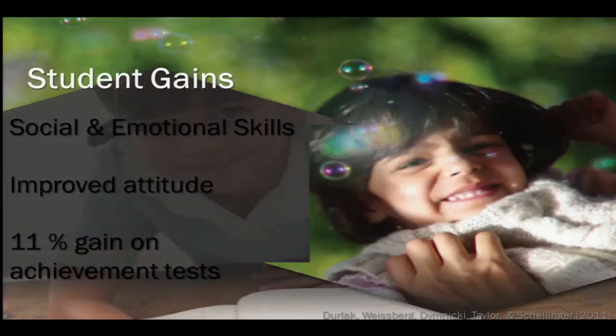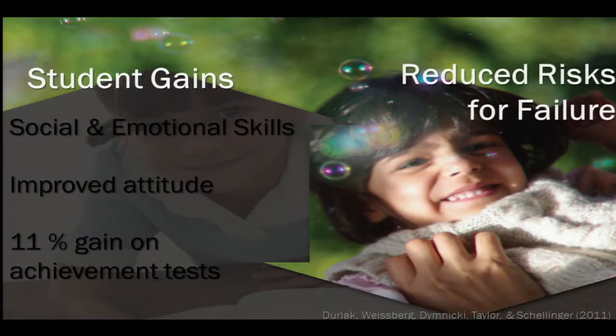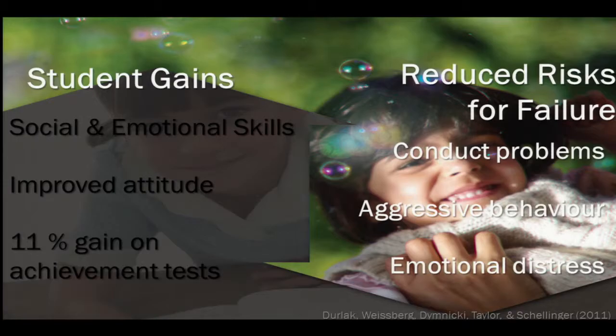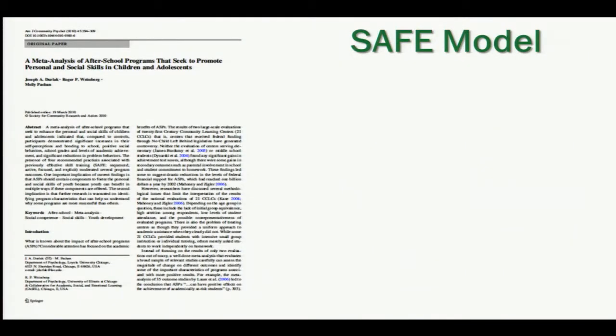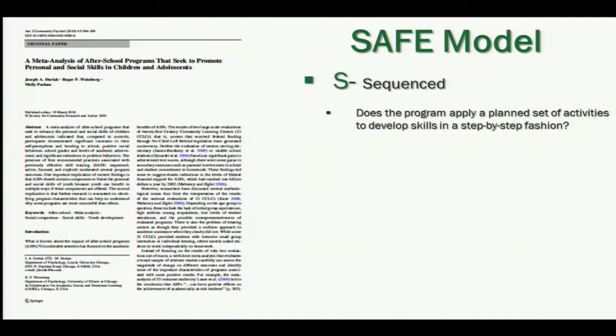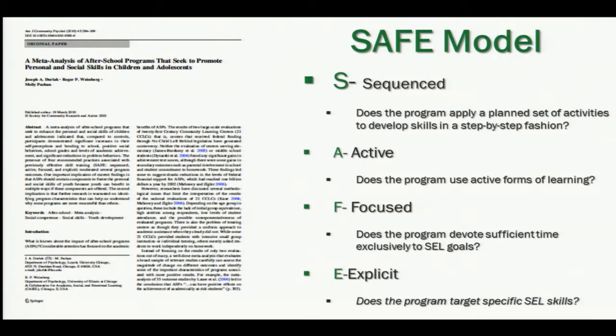Student gains, where they had improved social emotional skills, improved attitude, and increased academic achievement by 11 percentile points, as well as reduced risk for failure and conduct problems. We also know, have you heard of the SAFE model? Sequenced, active, focused, explicit. In terms of the meta-analysis of after-school programs, how many of you work in after-school programming? A whole bunch of you, in the SAFE model.